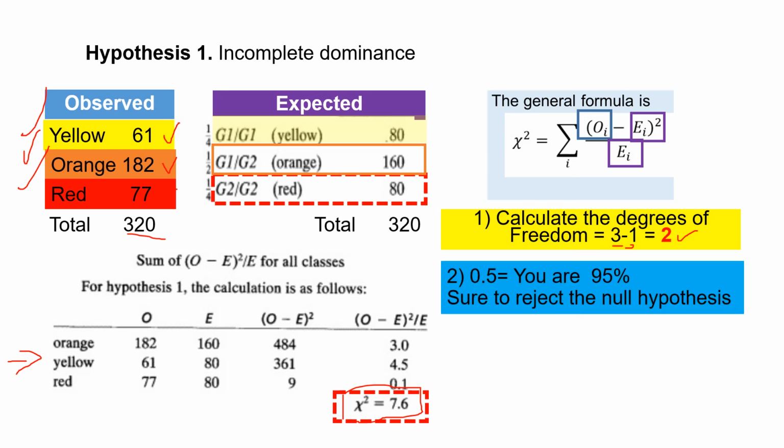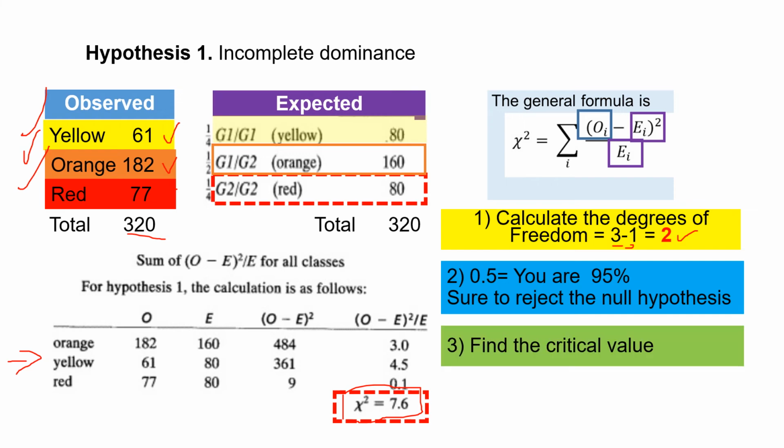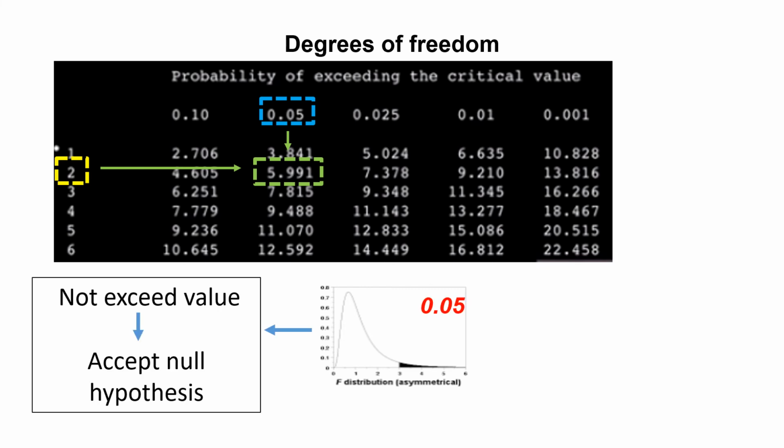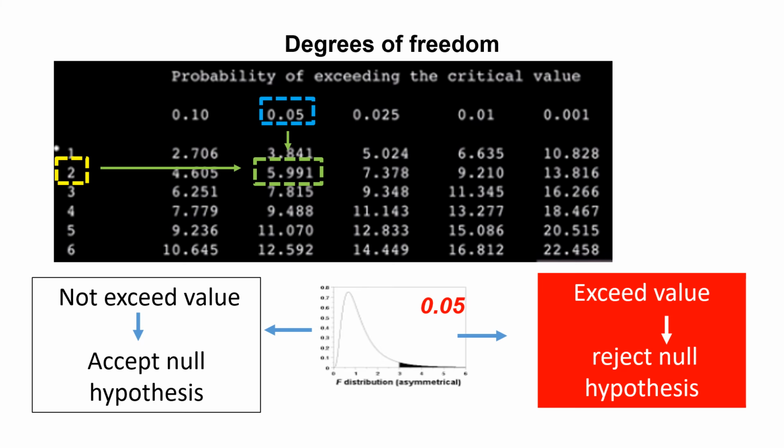And again, we want to be 90% sure to reject the null hypothesis. Now we have to find the critical value. So we go here, it will be 2 in this case because you have these three groups: orange, red, and yellow. Now again, we continue in the 95%. So it will be 5.9. If the value doesn't exceed it, we accept the null hypothesis. However, if it exceeds the value, we will then reject the null hypothesis.